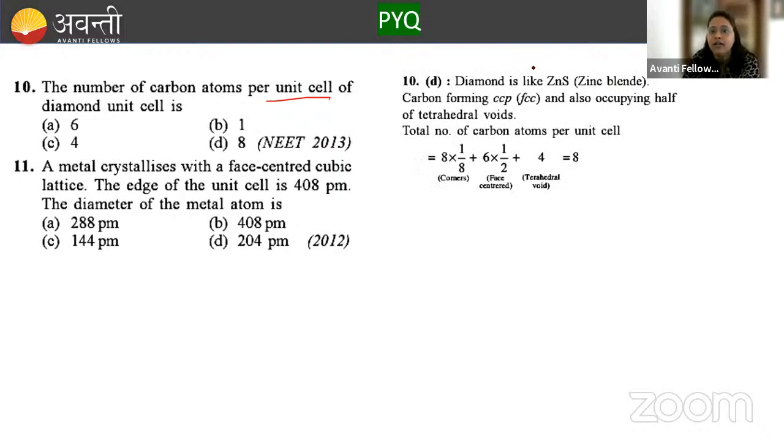Next, the number of carbon atoms per unit cell of diamond unit cell is? So in diamond, it is like a ZnS type of system. Okay, its structure is like zinc blende. Carbon forms CCP type of arrangement, that is cubic closed packing, which is FCC, and also occupies half of its tetrahedral voids.